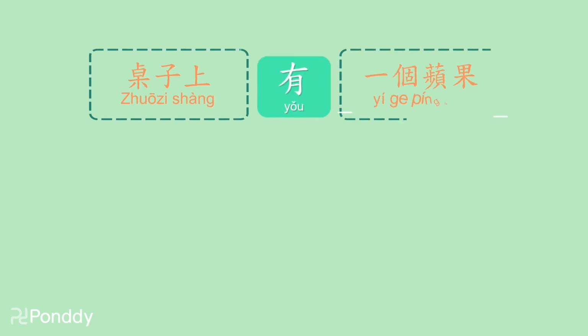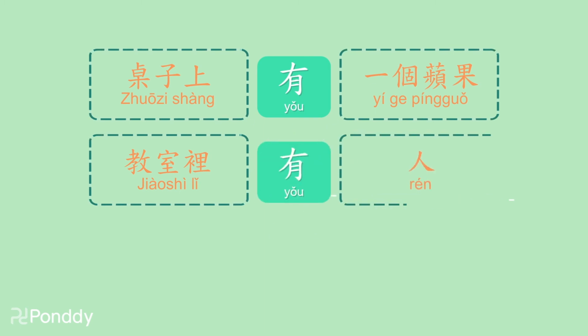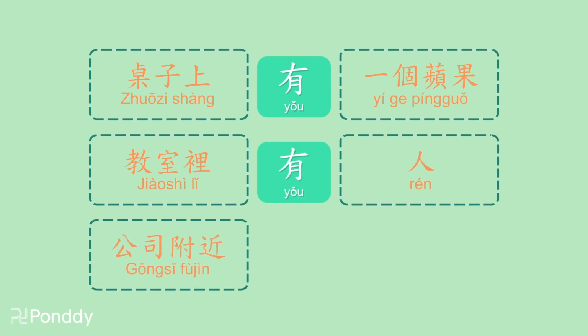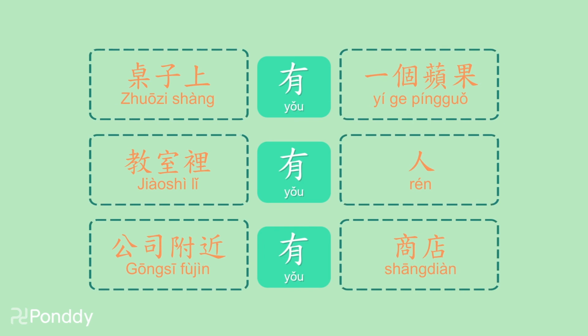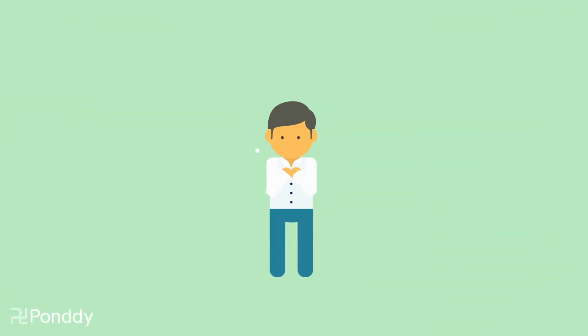Today we have learned 3 sentences. 桌子上有一个苹果。教室里有人。公司附近有商店。 It's not difficult at all, right? Congratulations! You've learned another grammar point.